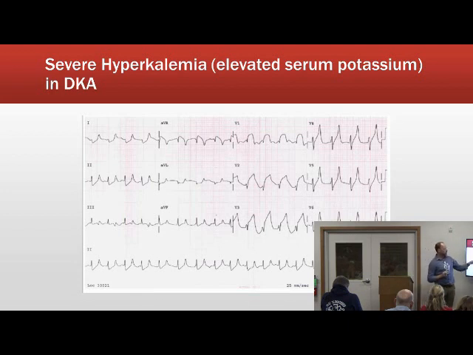So high potassium can just be bizarre. You can see all sorts of weird EKGs. So that's what this is. And if someone has evidence on an EKG of high potassium, we're going to treat them with stuff even without knowing the number because we know, boy, it's so bad, your heart's really, really close to having trouble.